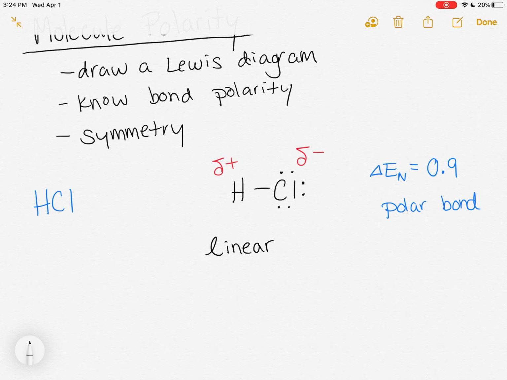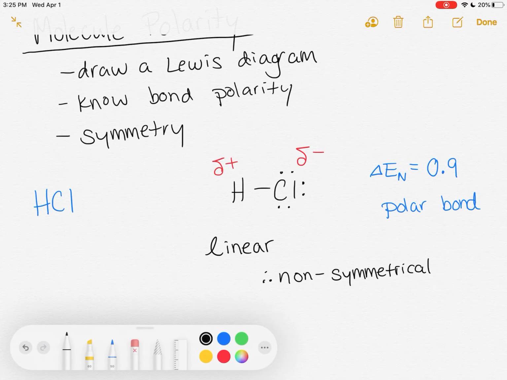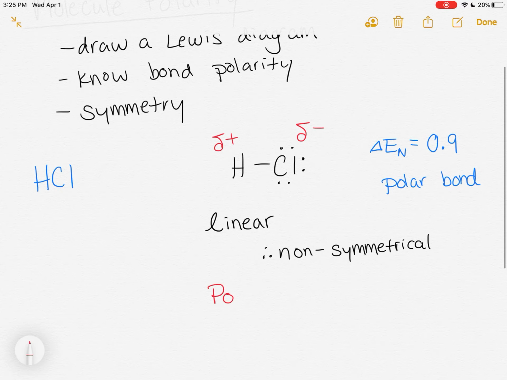Okay, this linear shape happens to be non-symmetrical. Right now I want you to trust me about symmetry, and I'm going to give you a list for symmetry, and we're going to talk more about what symmetry is. But for now, I just want you to trust me that linear in this instance is going to be non-symmetrical. So it's a non-symmetrical molecule. And so that's going to mean that we are dealing with a polar molecule.